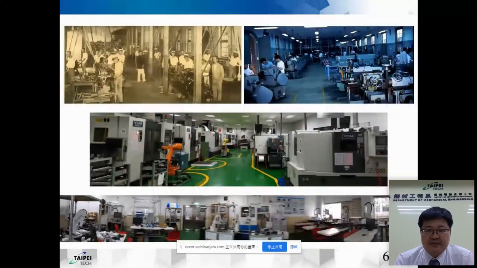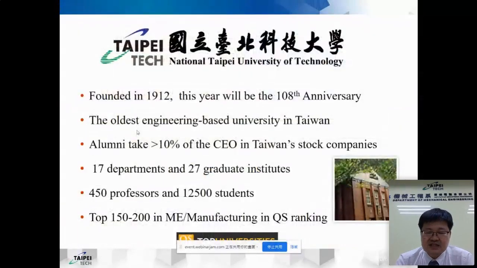I'm from mechanical engineering. 100 years ago, the top left picture was the machine shop to do the machining. On the right side, that's the machine shop when I was a student. And nowadays, our machine shop is fully equipped with CNC machines, and on the bottom side, we even have robotics to do assembly.